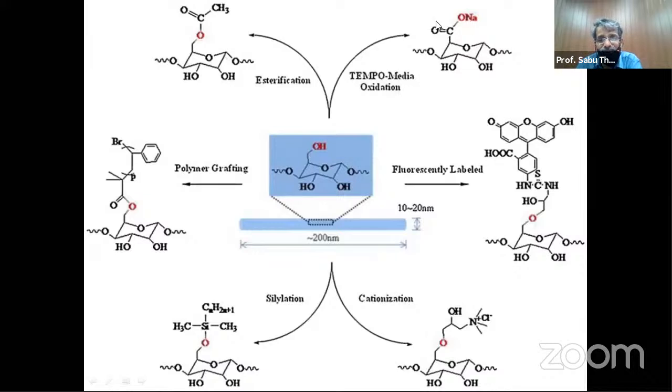Look at this. You can do an esterification process. You can do polymer grafting. Polymers could be grafted onto the surface of cellulose. You can do fluorescent labeling. You can do cationization. You can do silylation. So you can do lots and lots of chemistry on the surface of these nanostructures by making use of these functional hydroxyl groups.